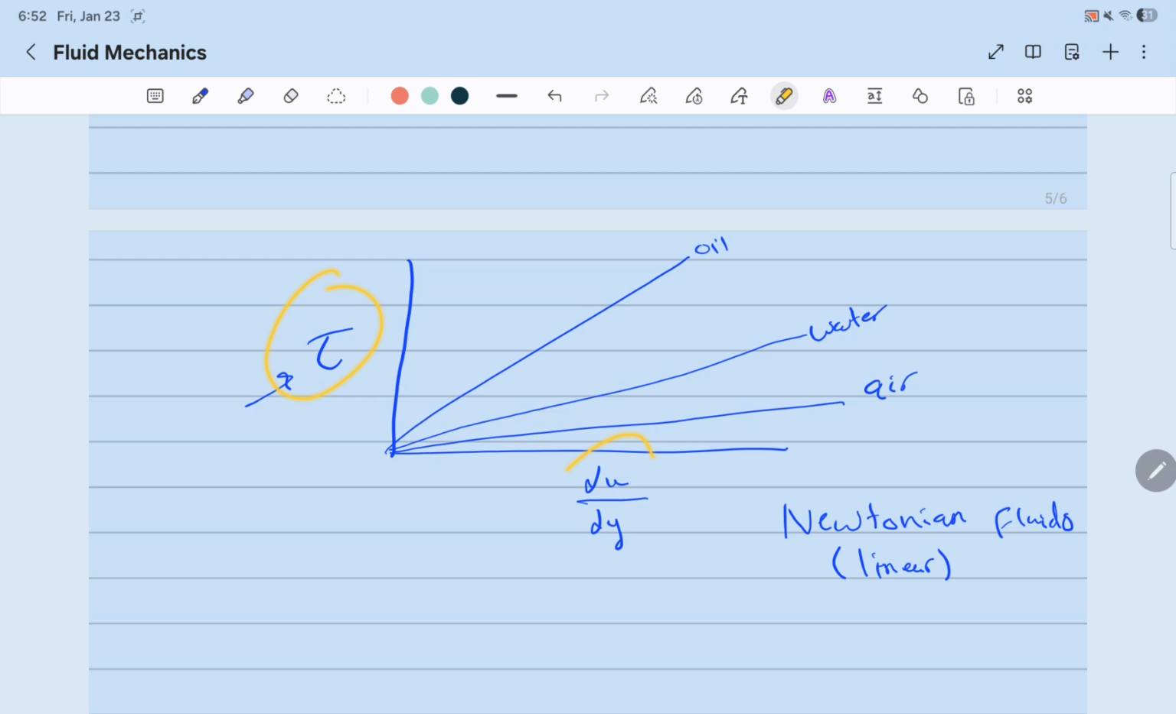Okay, whereas there's other fluids that don't have a linear relationship, such as toothpaste, paint, and so on. The relationship is more like a curve, like this. This could be toothpaste, and so on.